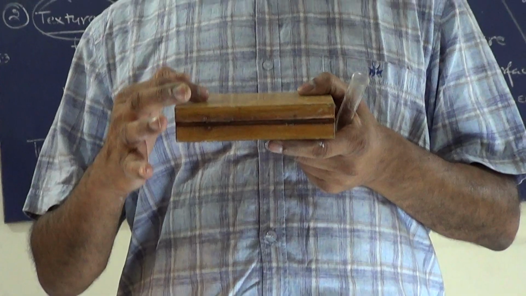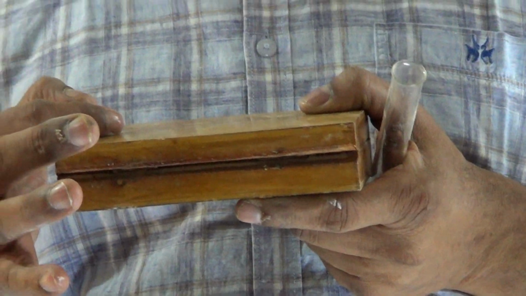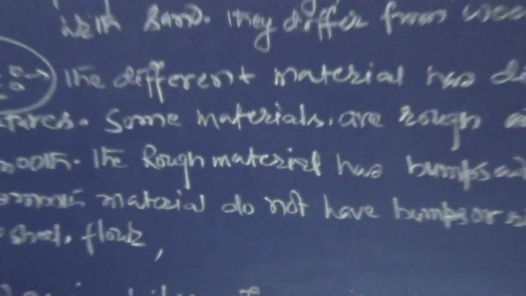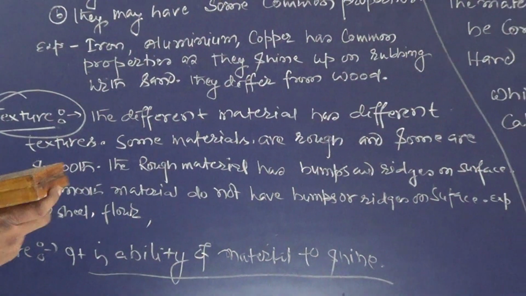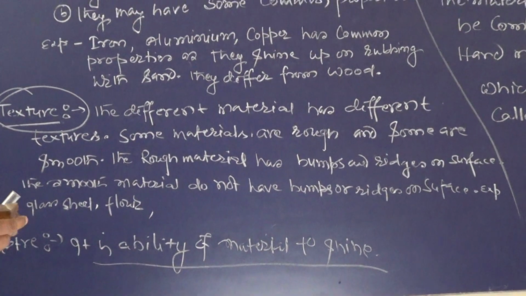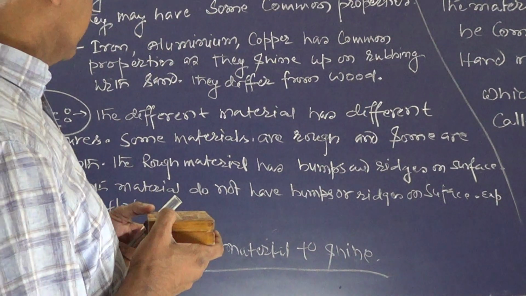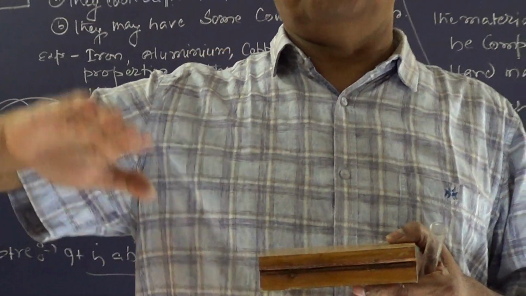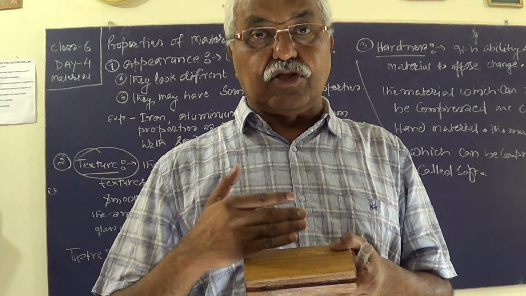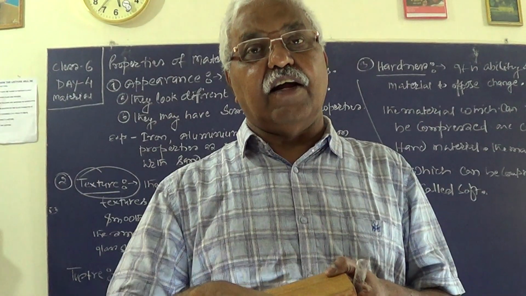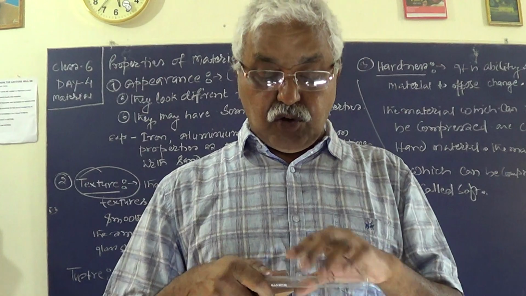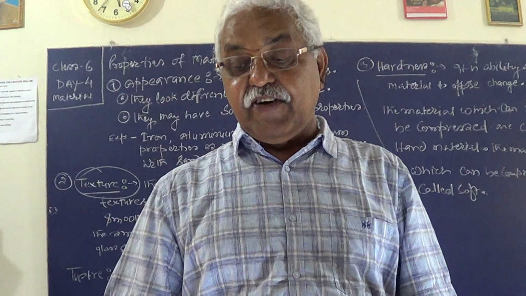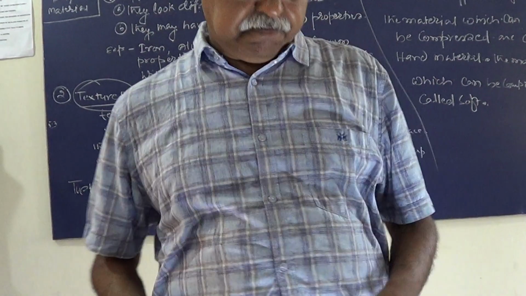The things having ridges and valleys are not smooth. Different materials have different textures. Some materials are rough and some are smooth. The rough material has bumps and ridges. When you see through the microscope, there are ridges, so therefore it is rough. But here there are no ridges and no bumps, so it is smooth. A rough surface, a smooth surface.